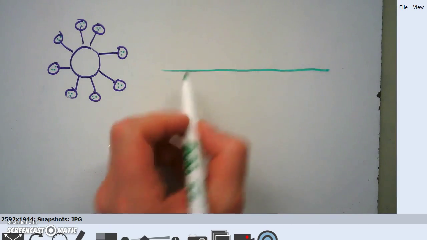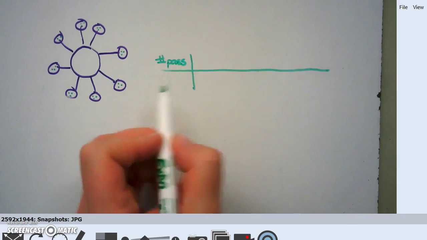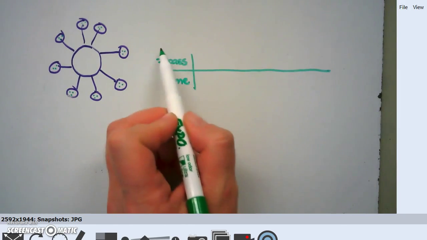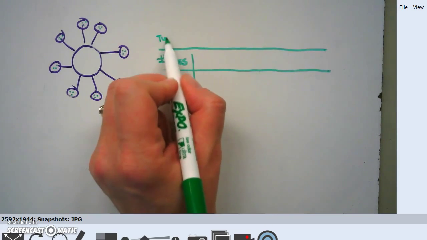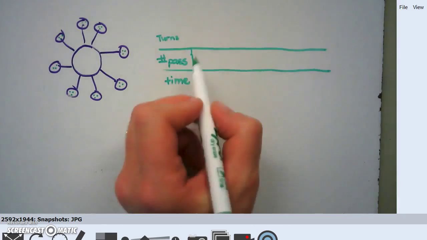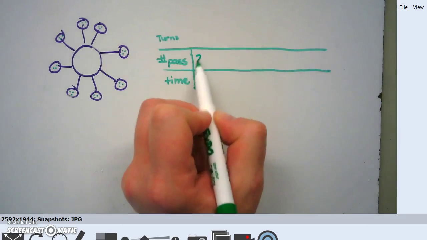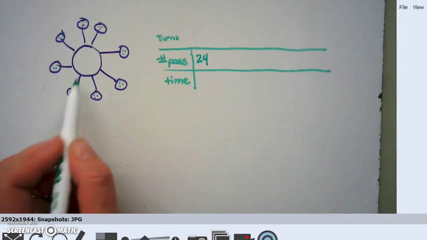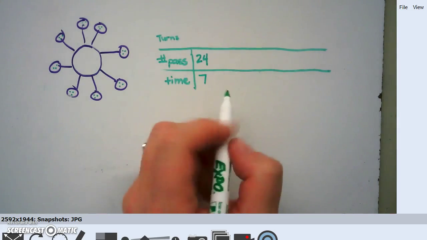Here, let's take a look at the number of passengers. And here, let's take a look at the time that has passed. Now, I'm going to include another little thing up here, and this is just going to show the turns. And that's just so I can keep track of this as well. So every time this thing takes a turn, 24 people get to go, because each one of those 8 arms holds 3 people, and 8 times 3 is 24. And it will take those people 7 minutes.